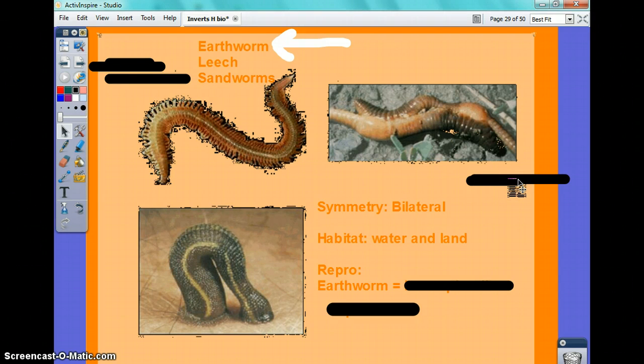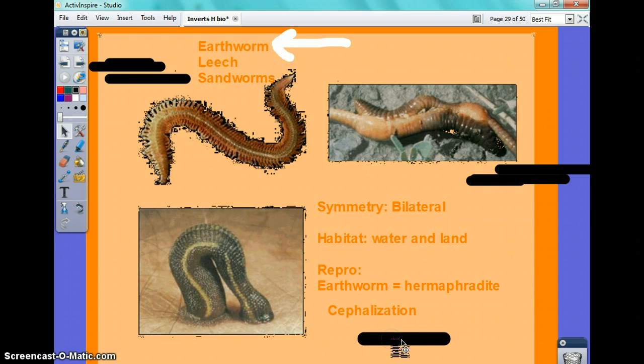Habitat. Everywhere. They live on water and land, but they are really important to Earth because they're like little recyclers and they form soil. Reproduction, they're hermaphrodites and they do not have cephalization. So reproduction is sexual. These worms have eyes. They have cephalization. Oh, they see. Did I say they don't? They do. They do have cephalization.